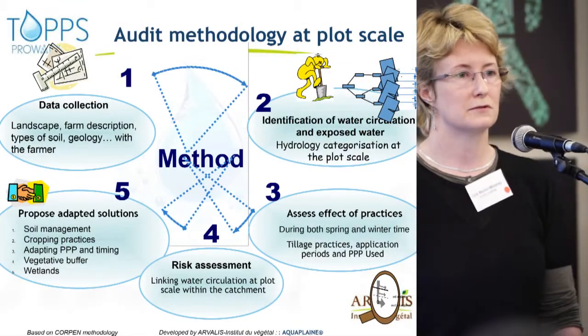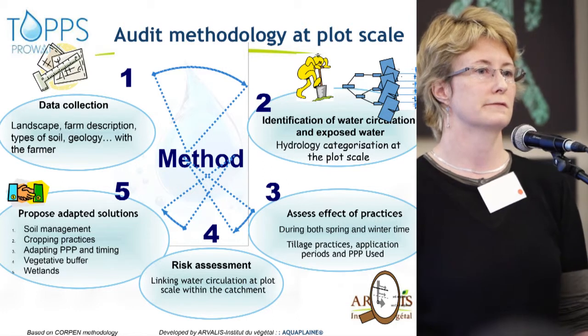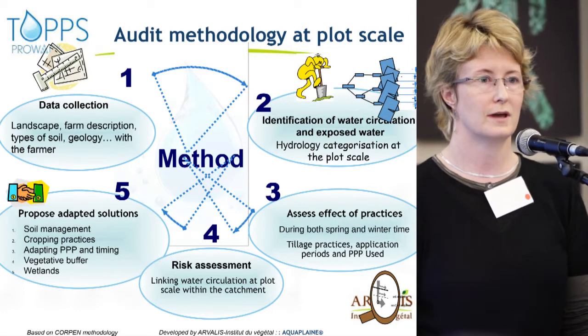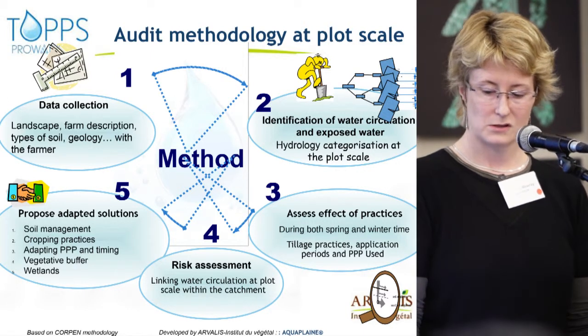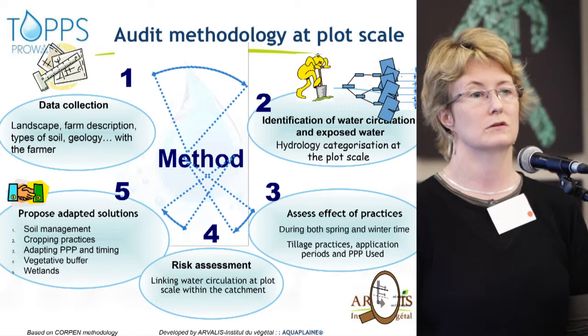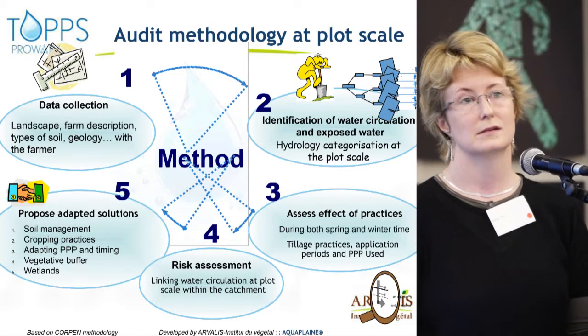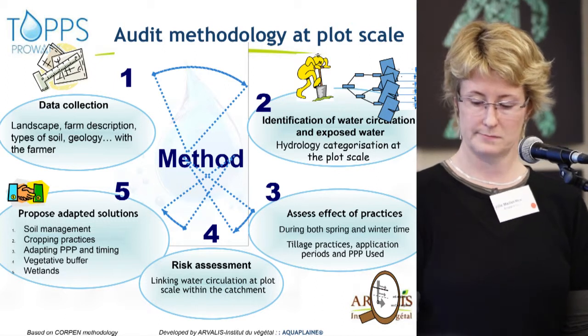So let's see now what the different steps in the audit methodology at plot scale are. We have 5 different steps. The first one is the data collection of all the information you already have on the catchment you want to audit. The second step is to identify the water circulation on the field regarding these famous agronomical and environmental variables.